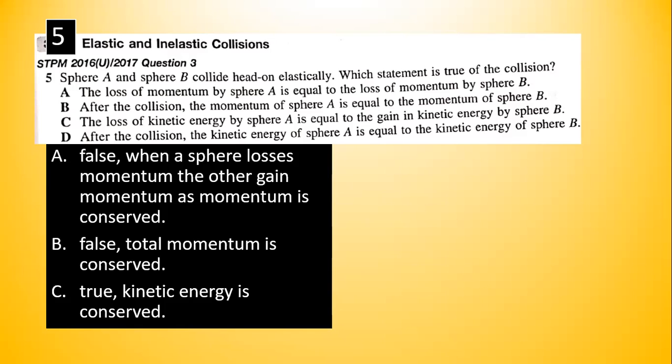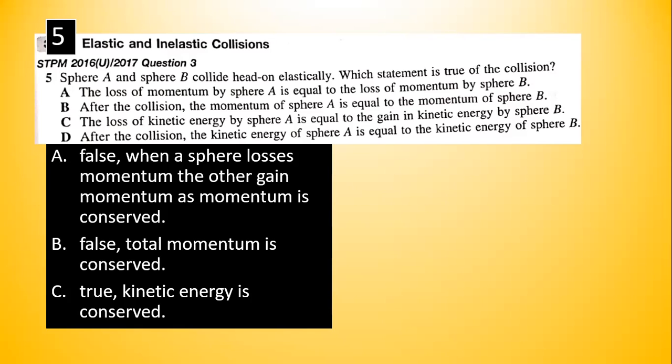Okay. Remember, in elastic collision, kinetic energy is conserved. That means if one loses, the other must gain an equal amount. That's what it means by conserved. It cannot be smaller or greater. This is not total energy, this is kinetic energy. Elastic collision, right? Kinetic energy is conserved. That means it stays constant, cannot be lost or gained.